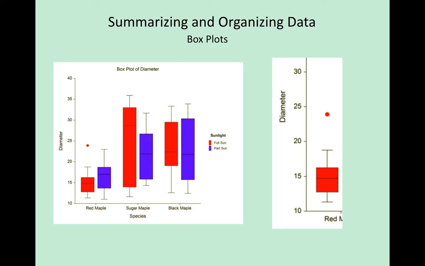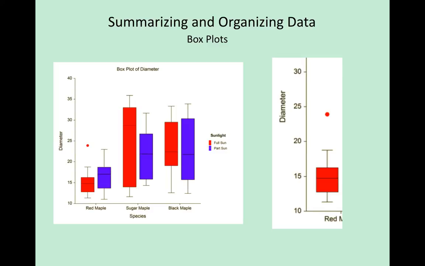Now the red box itself, the bottom of the red box represents the 25th percentile. In other words, 25% of the trees are smaller than that value and 75% are greater. And the top of the red box represents the 75th percentile. In other words, 25% of trees are greater, 75% of trees are less than. So that means within that red box are the middle 50% of the trees in terms of diameter. That's also called the interquartile range.